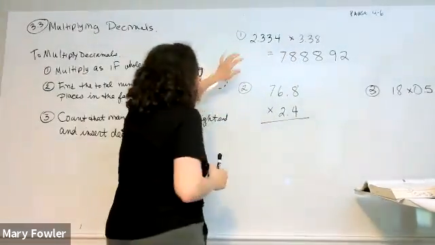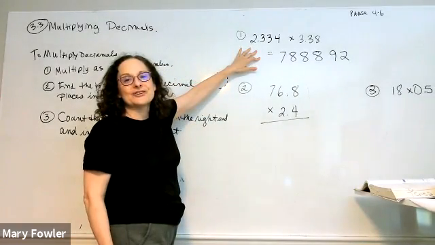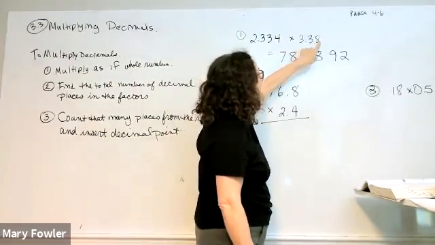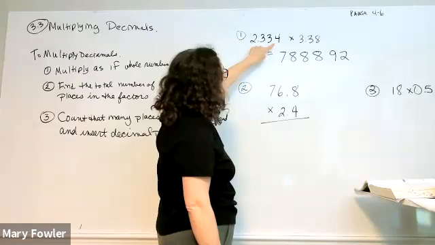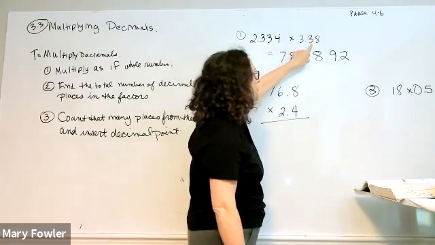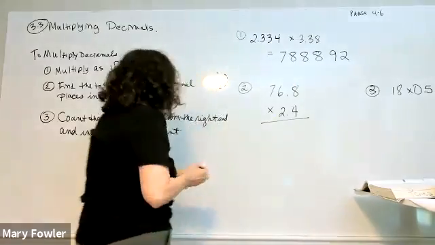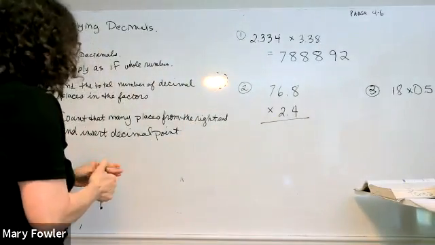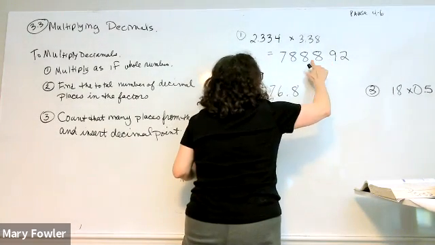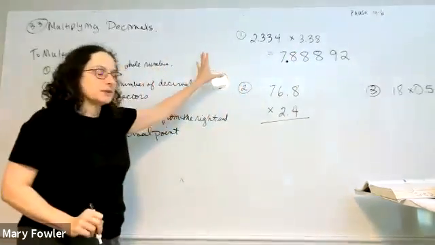And I had this example here, which is number 1 on the worksheet. 2.334 times 3.38. So we're going to add up the total number of decimal places, and there's 3 here and 2 here. So there's 5 in all. Now we want to insert that decimal, starting here and counting in this direction. 1, 2, 3, 4, 5. And so that's really the process.